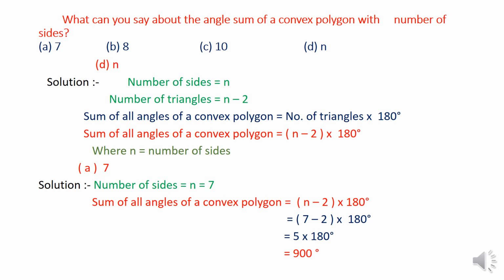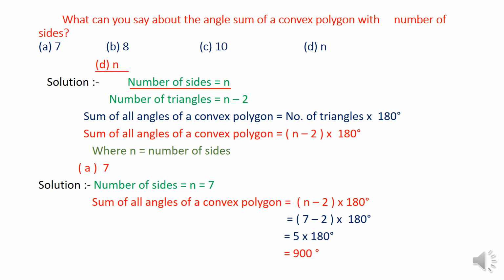Now, let us consider the remaining part of the question. The part is: what can you say about the angle sum of the convex polygon if the number of sides is given as A 7, B 8, C 10 and D n. First of all, I am considering option D here. D is n, so the number of sides here is n.